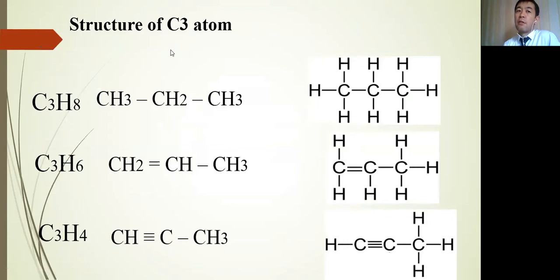Okay, now let's consider the structure of 3 carbon atoms. 3 carbon atoms could be like this. The 3 carbon atoms are attached to each other this way, and this carbon atom, as I mentioned, has 3 unbonded electrons, so it could add 3 hydrogens.